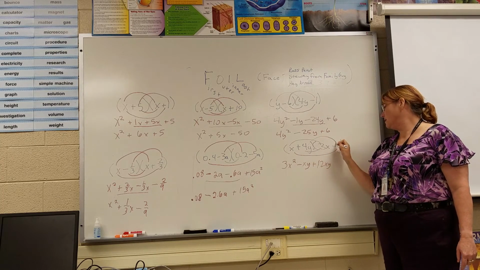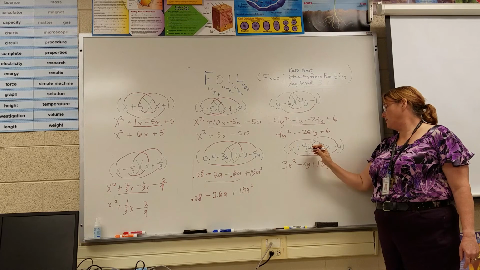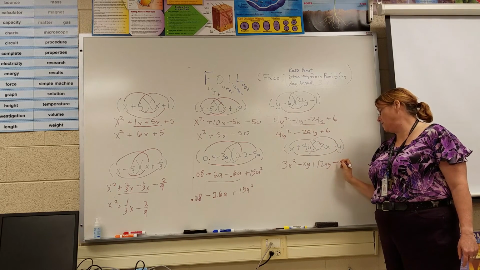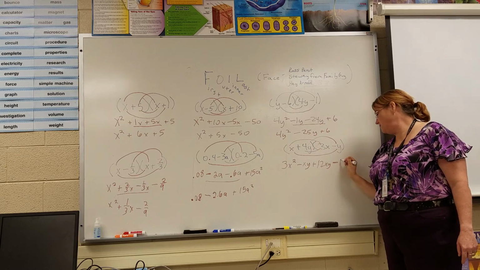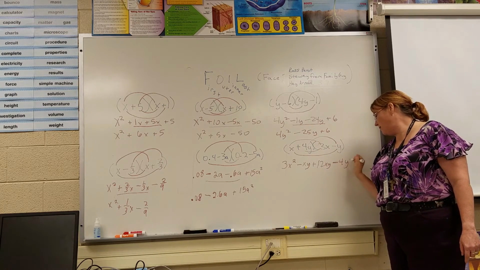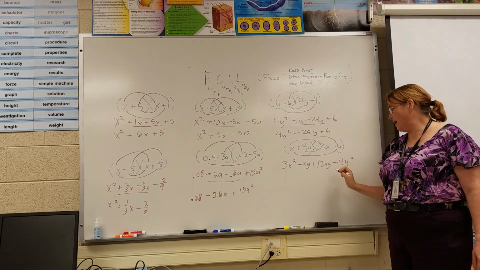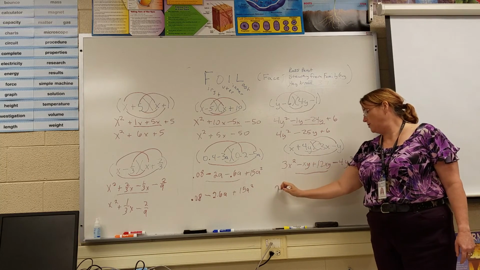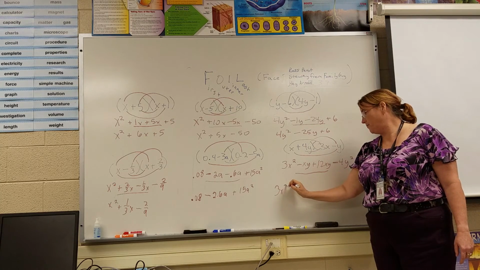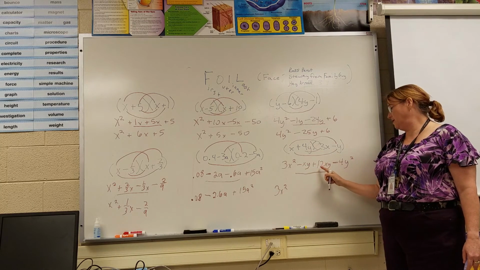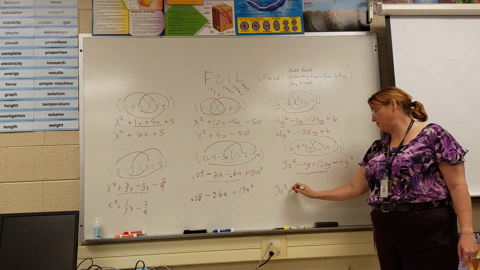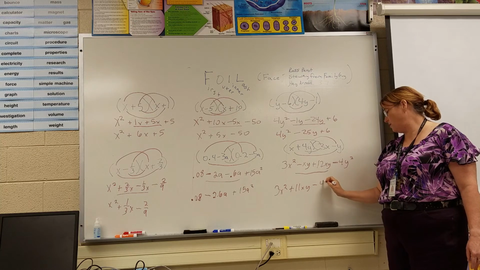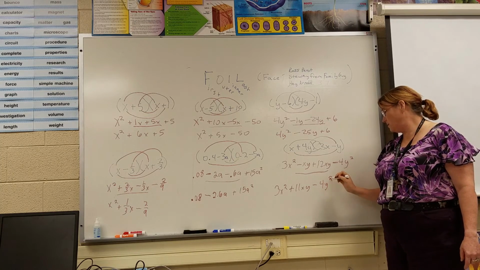Last, 4y times negative y, so it's plus times a minus, which is a minus. 4 times 1 is 4, and y squared. So we have combined like terms right there, because we have xy's. And you have 3x squared. Basically, 12 take away 1, so we have plus 11xy minus 4y squared.